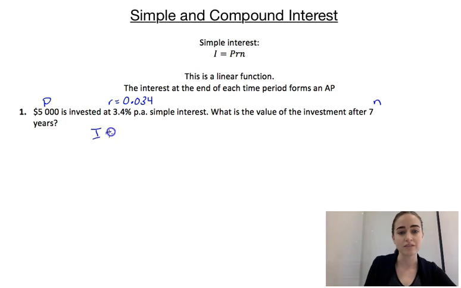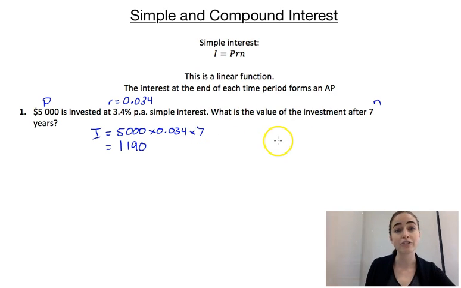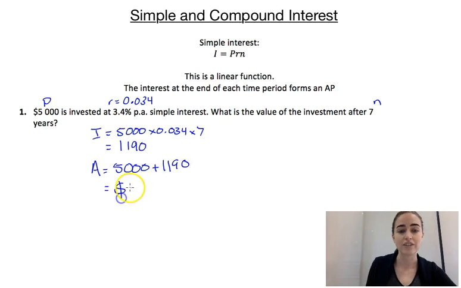Plugging those numbers in, our formula is I equals 5,000 times 0.034 times 7, which will give us an answer of 1,190. This isn't our final answer though, so we have to be careful of what the question's asking us for. It's not asking how much interest is earned over 7 years, it's asking what the value of the investment is. So we've earned $1,190 interest, but we also have our original $5,000.